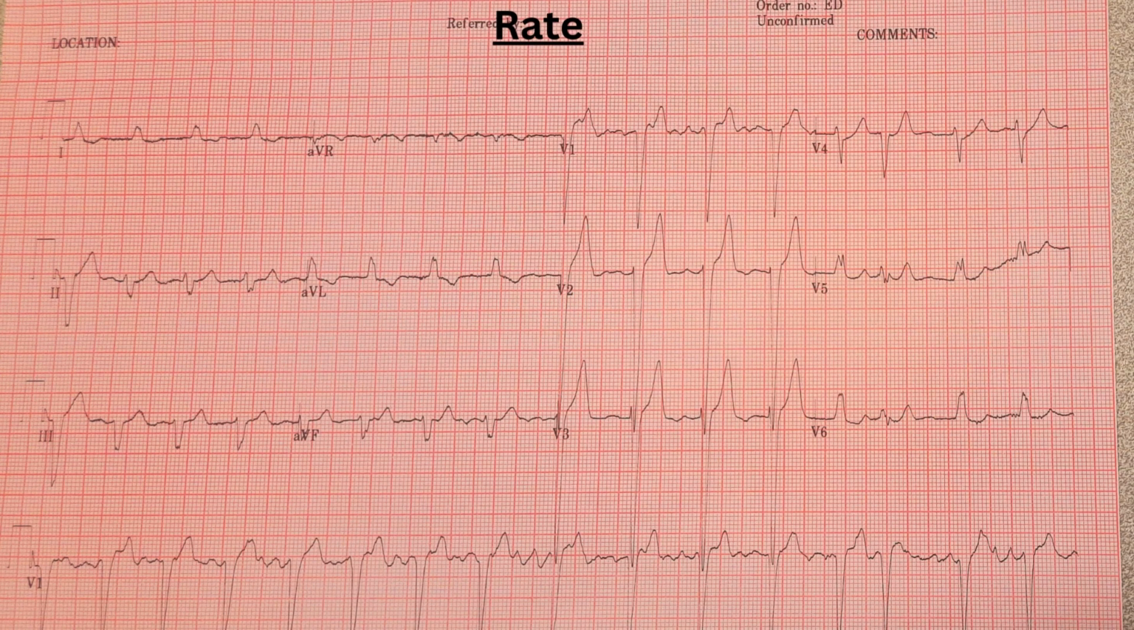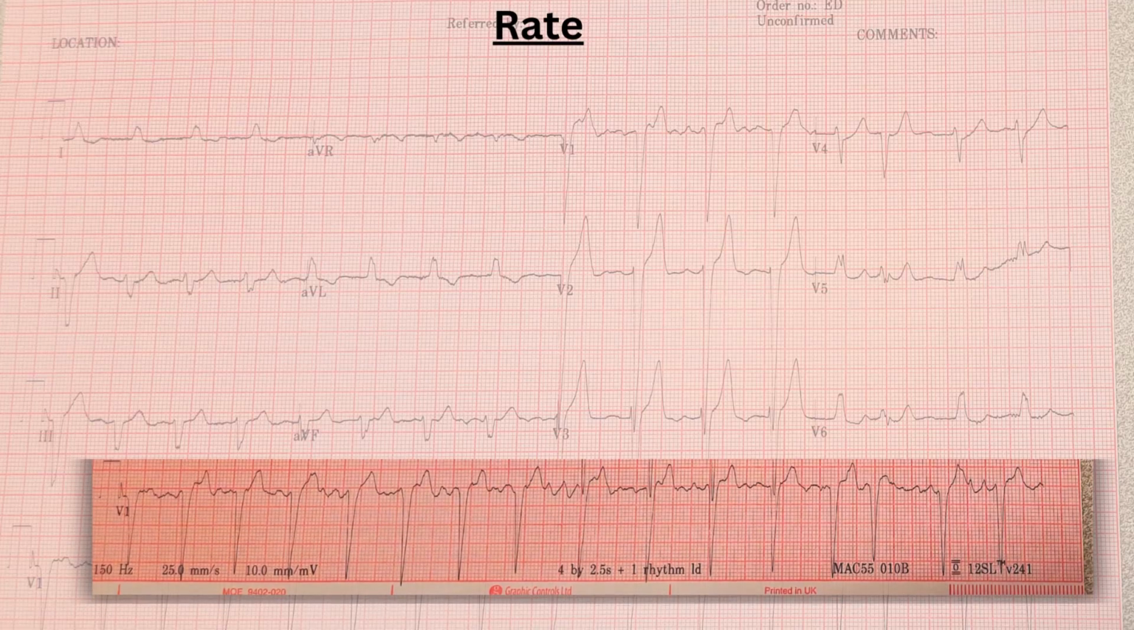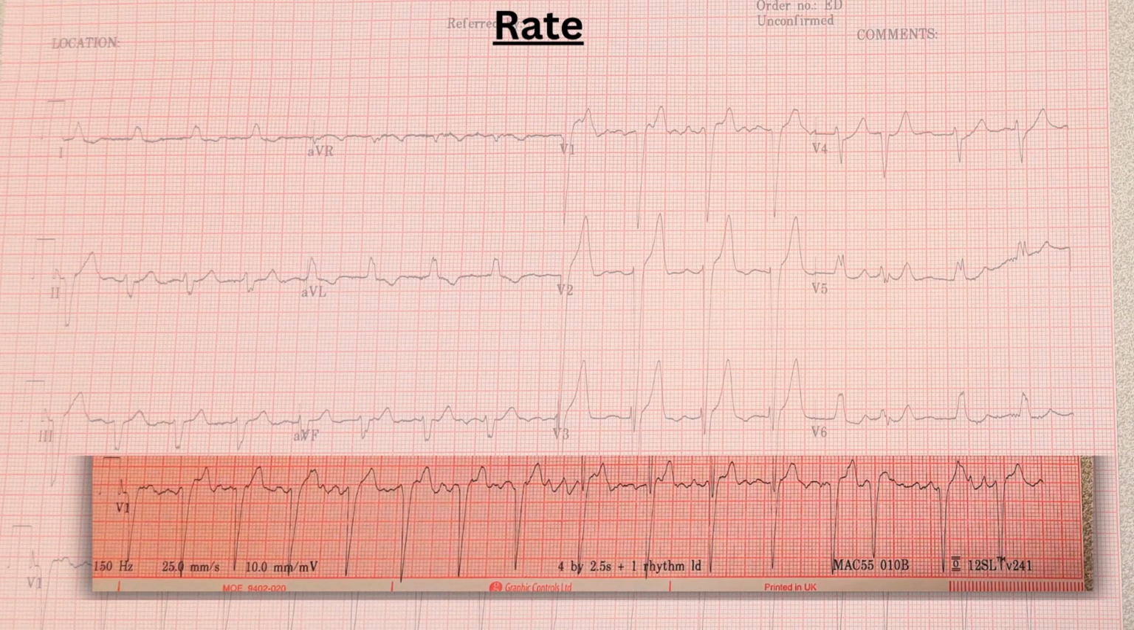Step 1, heart rate. The rhythm is irregular, so to determine the heart rate, you need to count the number of QRS complexes on the rhythm strip. In this ECG, there are 16 QRS complexes. You need to multiply this number by 6 to find out the heart rate. 16 times 6 equals 96. So the heart rate is 96 beats per minute.